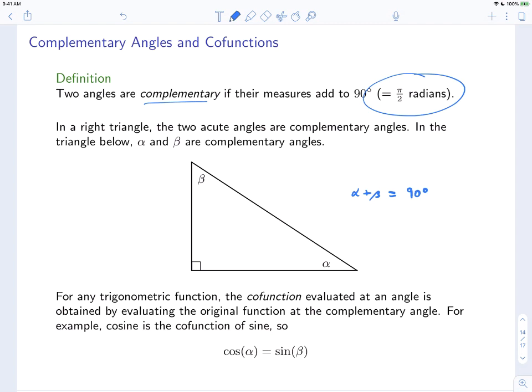So for any trigonometric function, we have something called a cofunction. For example, if you have sine, the cofunction is cosine. The way that you evaluate the cofunction at an angle is by evaluating the original function at the complementary angle. So, for example, since cosine is the cofunction of sine, if you want to compute cosine of alpha, that's the same as sine of the complementary angle beta. Indeed, this is where the name cosine comes from. Cosine of an angle is the sine of the complementary angle.